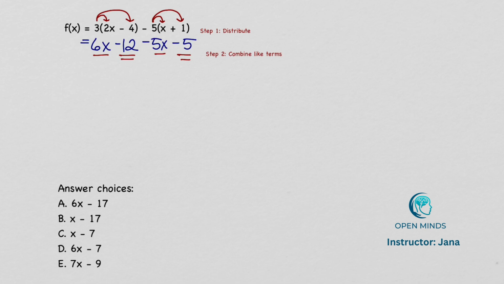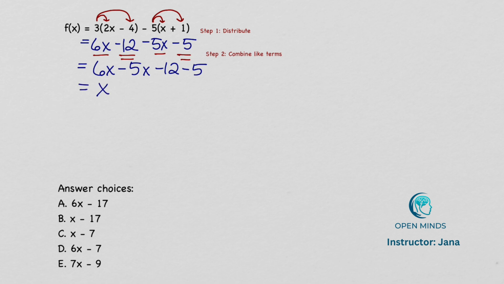You can also, through the commutative property of addition, rearrange the order. If you want to put your like terms next to each other, just keep the sign in front of the term the same. So I can rewrite this as 6x minus 5x minus 12 minus 5. Now, whenever you combine your like terms, when you have variables, do not touch the variables or the exponents. You are only going to add or subtract the coefficients, which are the numbers in front of the variables. So for 6x minus 5x, that's a difference of 1x, or simply x.